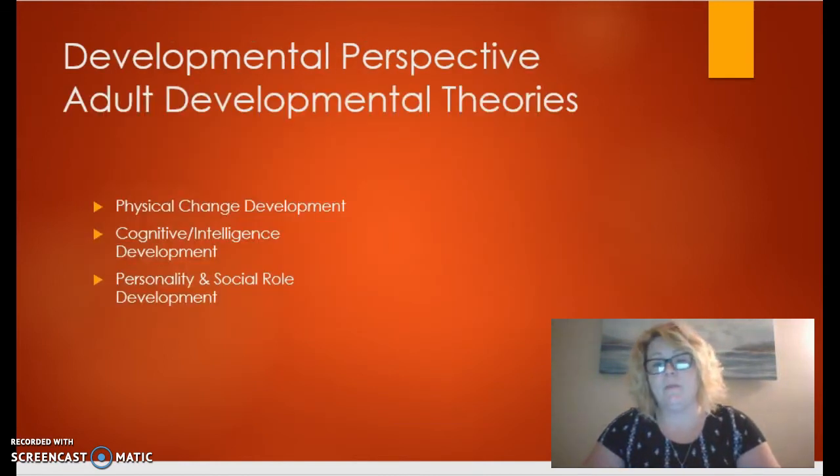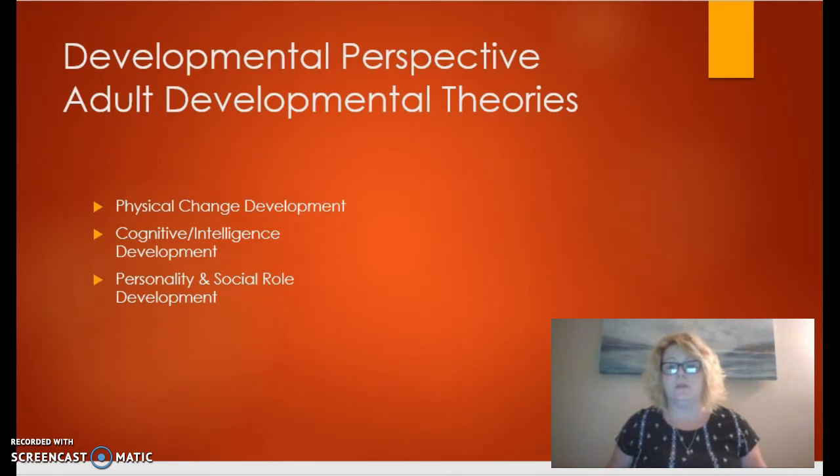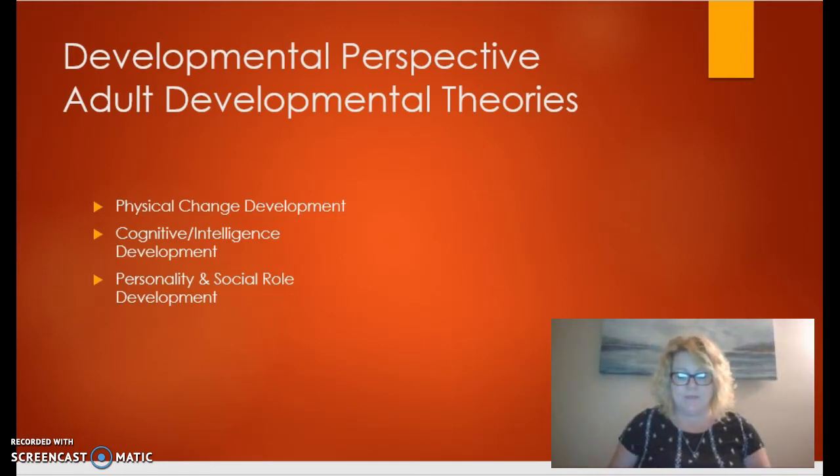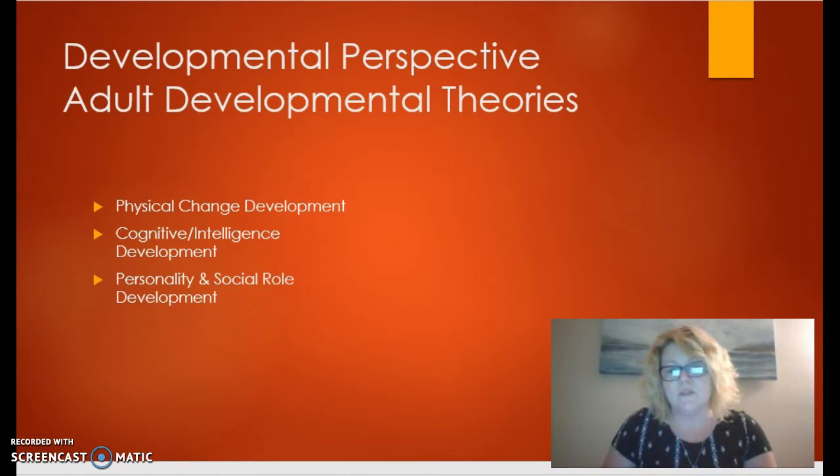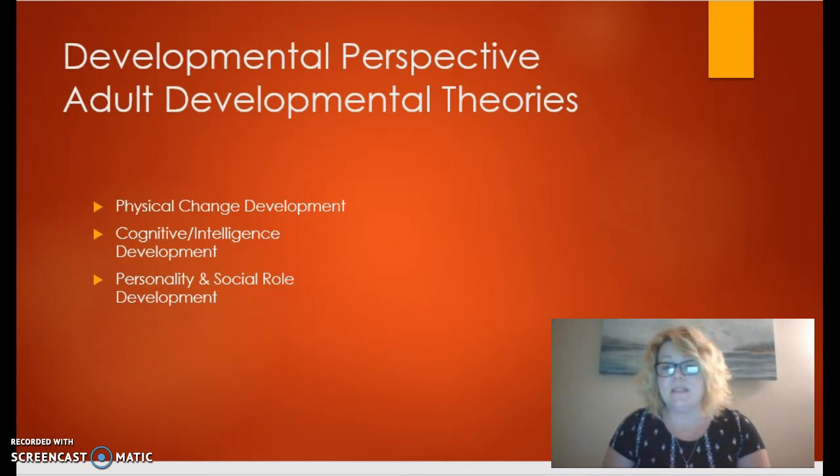All right, so in developmental perceptions of adult developmental theories, there's several different types of adult developmental theories. One of them is those physical changes in the development. How have you grown as a learner? And of course now even as an educator, I'm able to look at it from both ways.